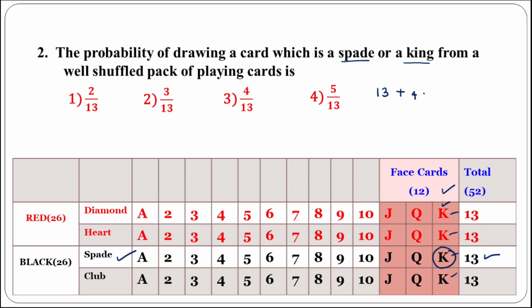So I will remove one case because it is included twice. I want to include one card only once. Right, so I will remove once. 13 plus 4, 17. 17 minus 1, 16. So what's the probability? 16 by 52. 4 4s are 4, 13s are 52. So which option? Option 3, 4 by 13.